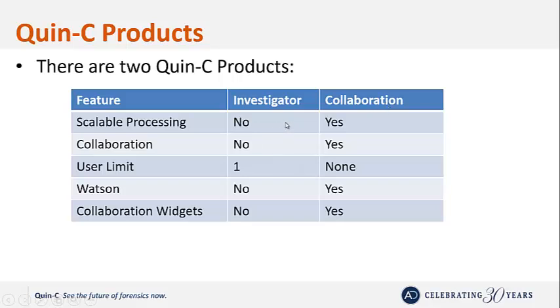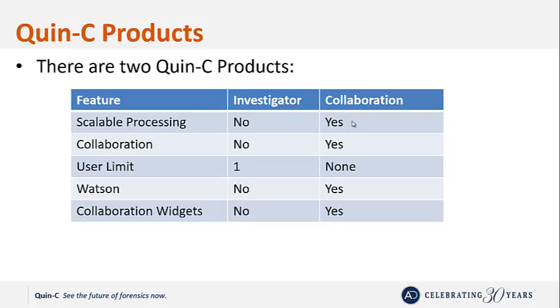The things that differentiate them are the five notable things here. There are in fact other differentiations between them, but they're of less significance. The first one here is scalable processing. With Investigator, Quincy sits on the box, as large a box as you want, and it can process however much that box can process. It's a good model, it's simple, it's straightforward. But it does not allow you to scale out processing.